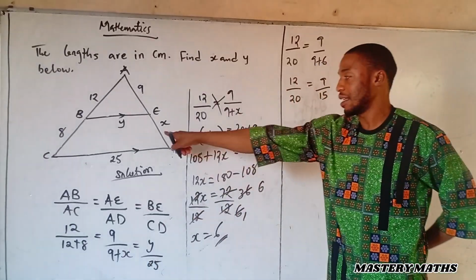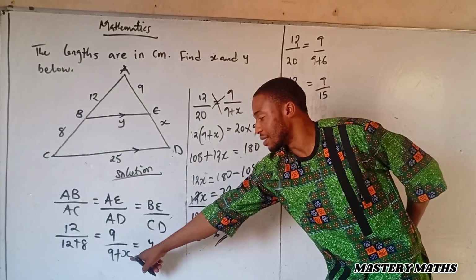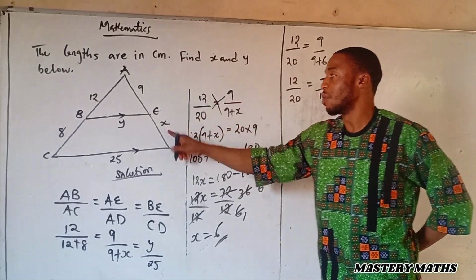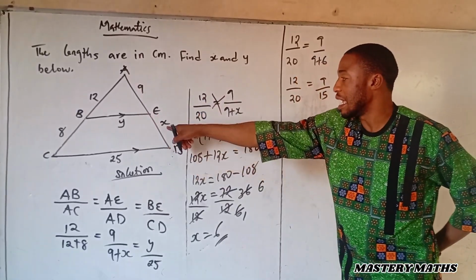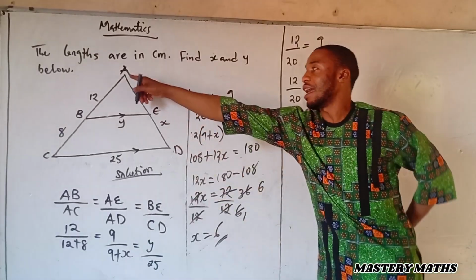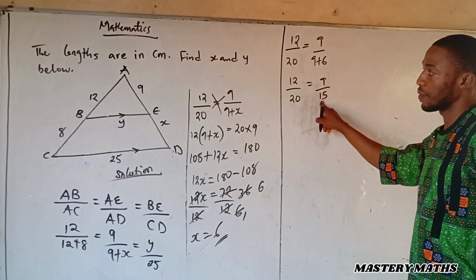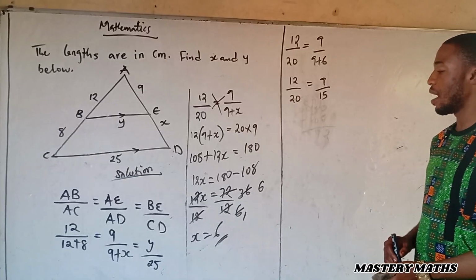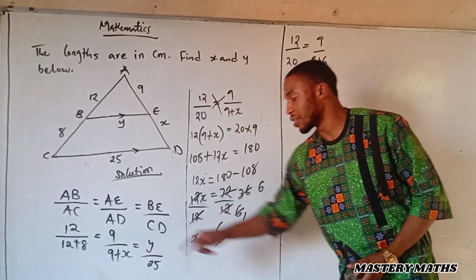So our x here is 6. But when you add all together now, it will become 15, because here we've gotten our 6. Look at how we solved it. We've got 6, so our AD now will be 15. See it now? So we should solve for x, and we've gotten our x as 6. Now, having gotten x as 6, let's solve for the next one.